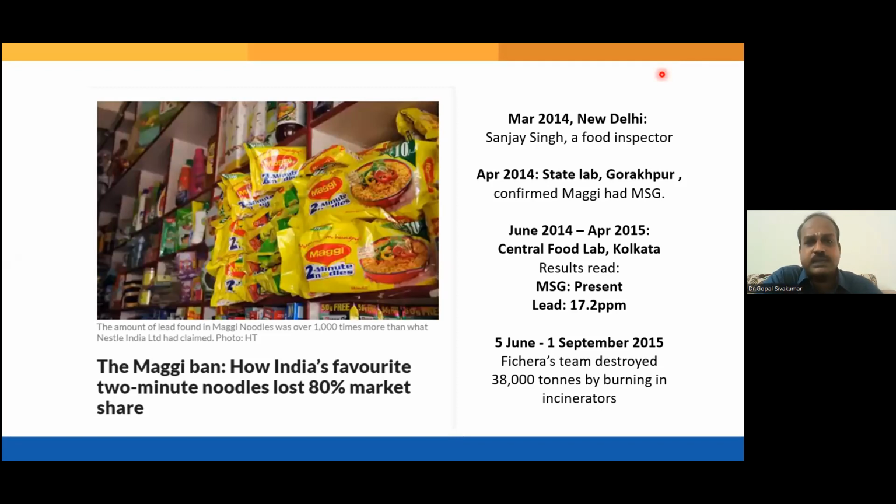No. Just a small number of Maggi packets, 5 or 10 or 20 or at the maximum 30 or 40, just to gain the confidence that all our Maggi packets will have lead content higher than the prescribed level. Once that confidence is gained, you have to burn all the Maggi packets. So this is called hypothesis testing.